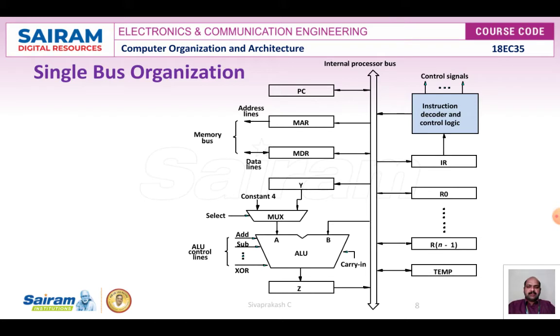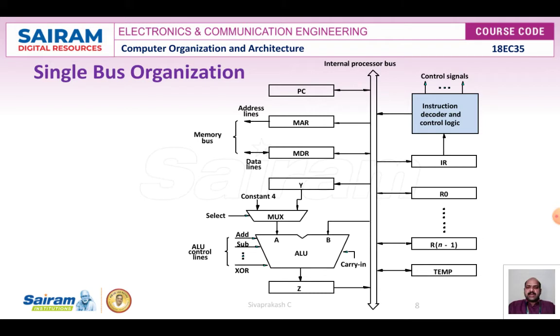A memory bus is also provided externally, and it is connected through an address line via MAR, the memory address register, and through data lines for transferring data via the memory data register. Let us see this organization in detail. Here, the data bus and address lines of the external memory bus are connected to the internal processor bus via the memory data register MDR and memory address register MAR respectively.